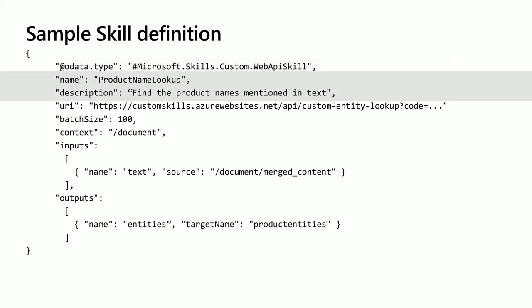In this case, give it a name. A name is really good for understanding where your errors came from, because if you don't give it a discoverable name, you'll just have skill 1, 2, 3, and that's not going to help you when you're trying to diagnose a problem later. Same thing with the description. The URL is pretty standard. Batch size is what defines how many of these inputs we send to your API at a time.